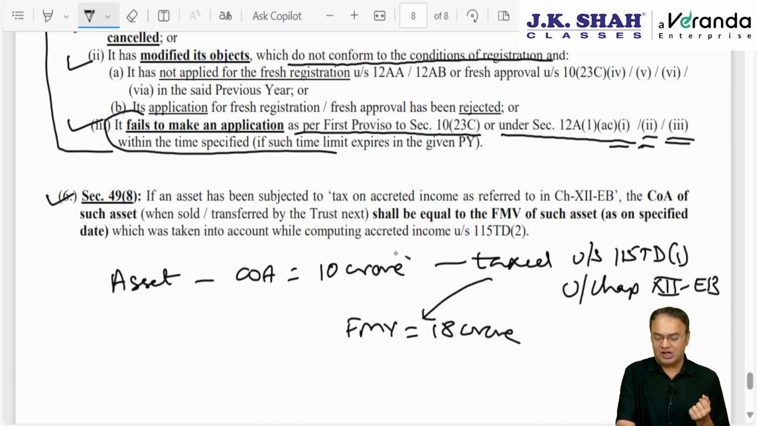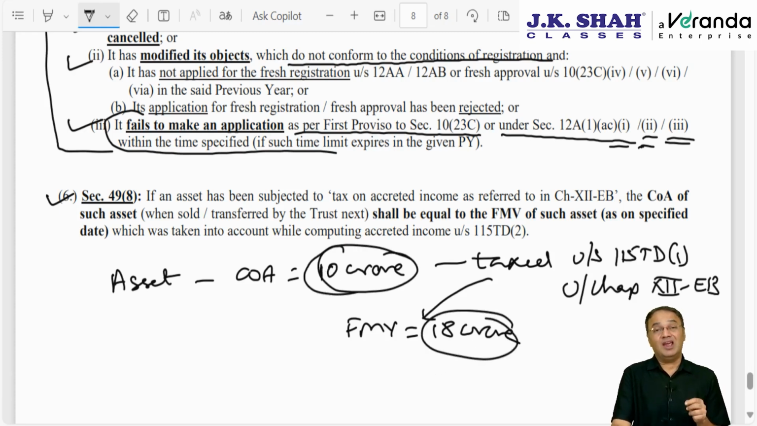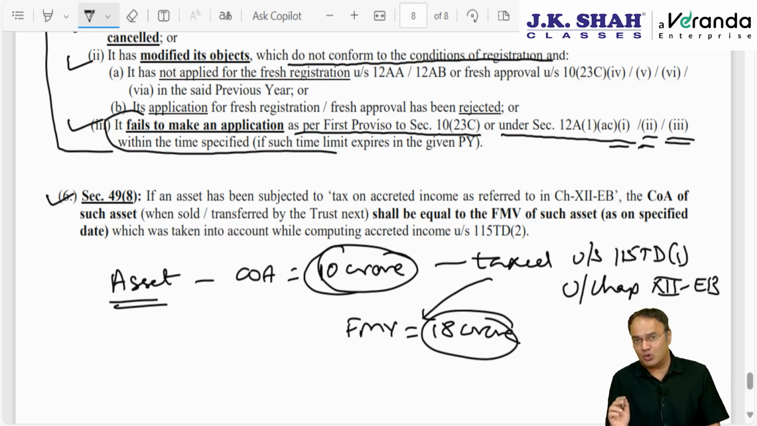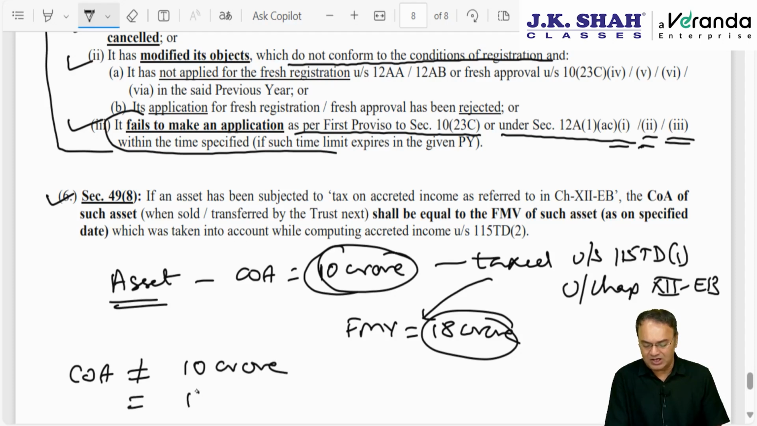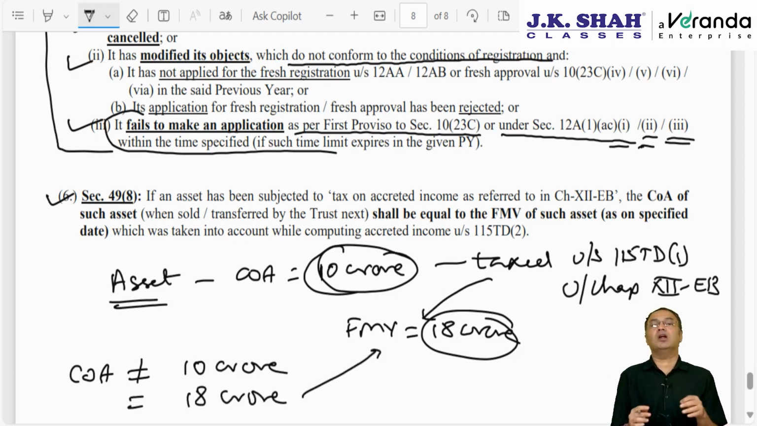Let's say there is only one asset which was acquired for 10 crore, but FMV is 18 crore. 8 crore extra, which is unrealized gain, has been taxed. Now this asset has not yet been sold, it is lying as on the specified date with the trust, and the market value is 18 crore, 18 crore has been taxed. Now if this asset is sold later on, then the cost of acquisition will not be its original cost 10 crore, cost of acquisition will be 18 crore, whatever is the market value considered for the purpose of taxing it under chapter 12EB. Are you following this?